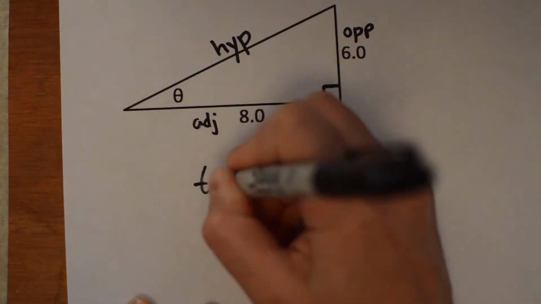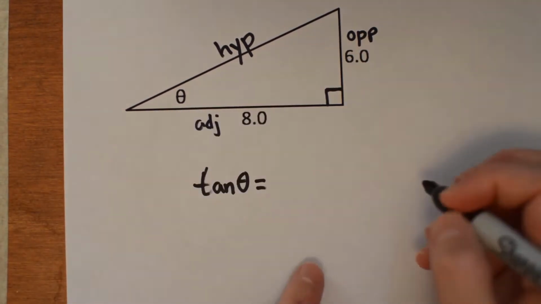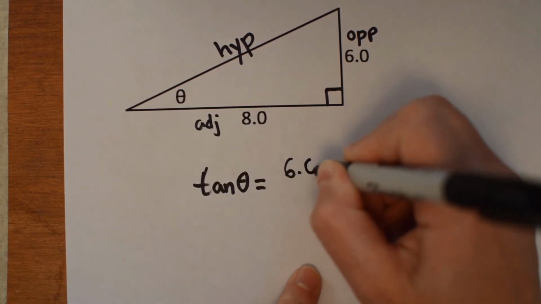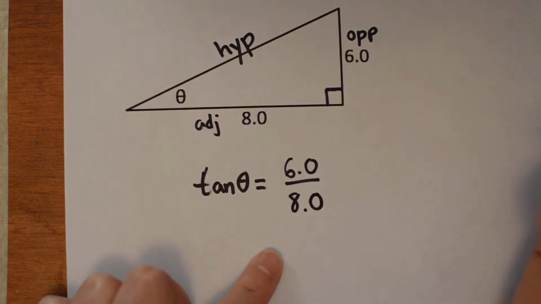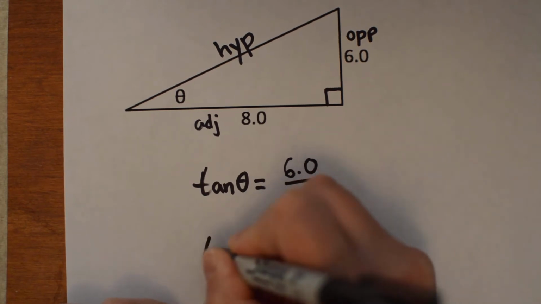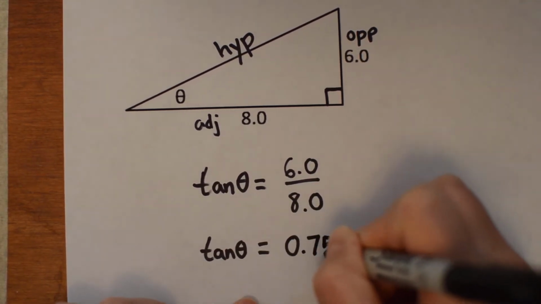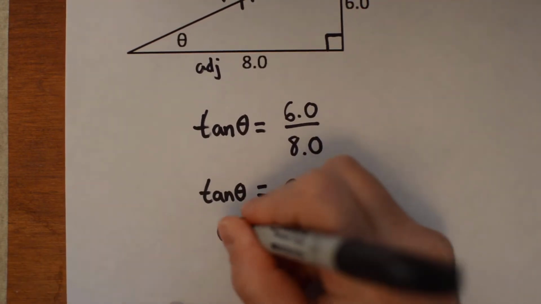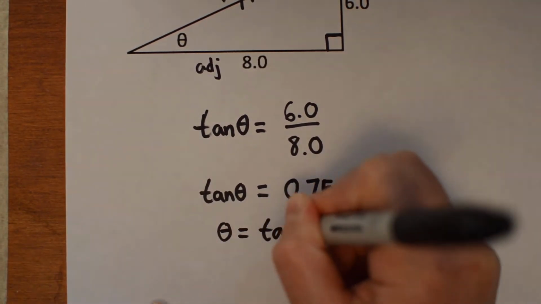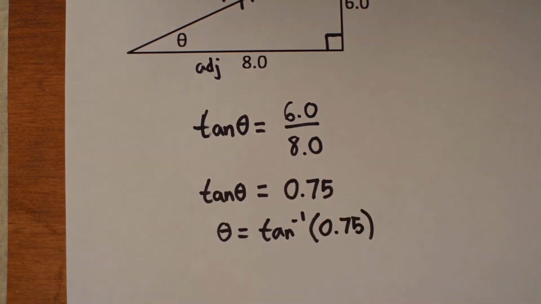So tan of my angle is going to be that opposite side, which is the 6, divided by the adjacent side, which is the 8. Alright, I can calculate that. 6 divided by 8, that's going to be 0.75. But how do I get the theta out, right? Theta is inside a tan function. So to get that theta out of your tan function, we're going to need an inverse tan. So that's tan to the minus 1 of the value over here, the 0.75.